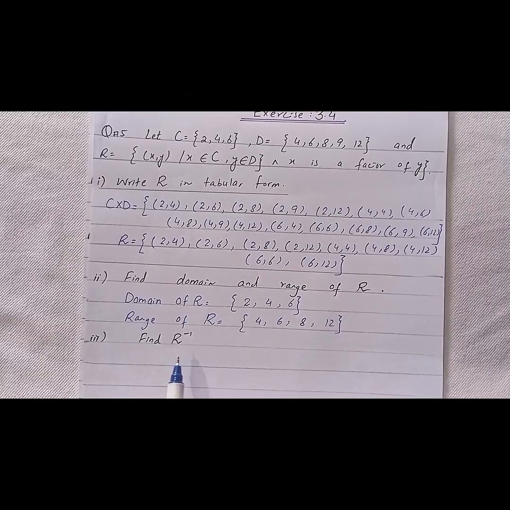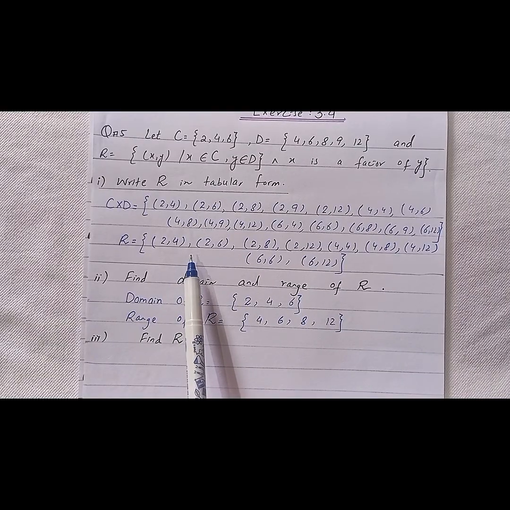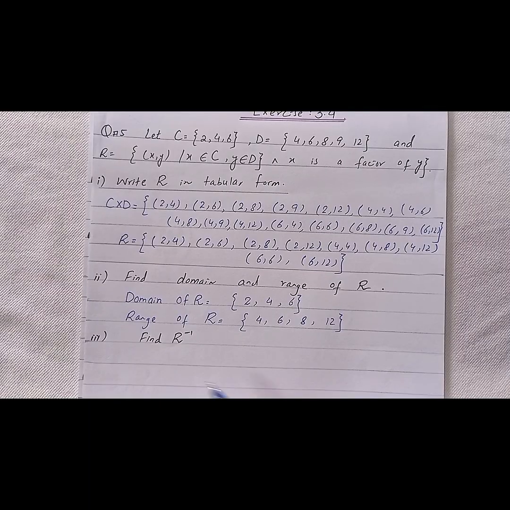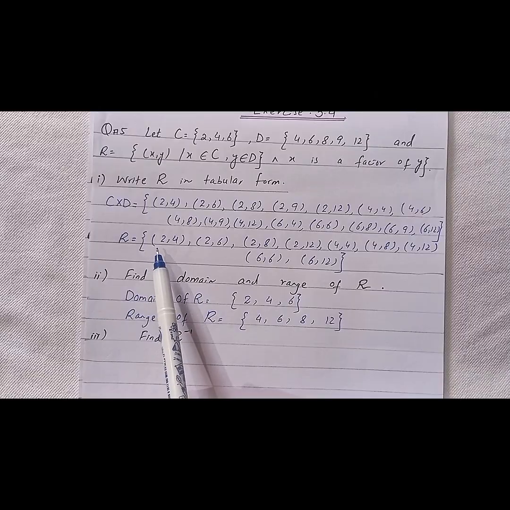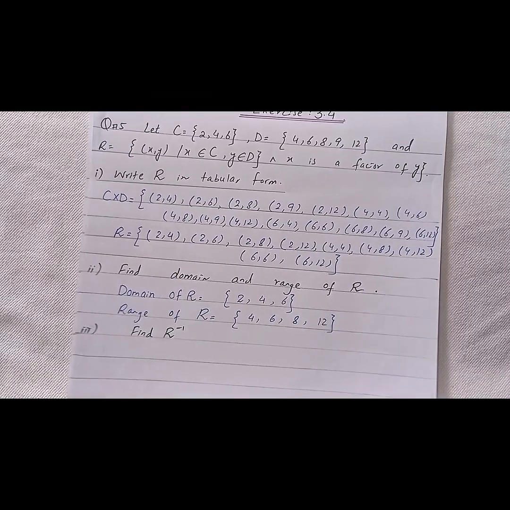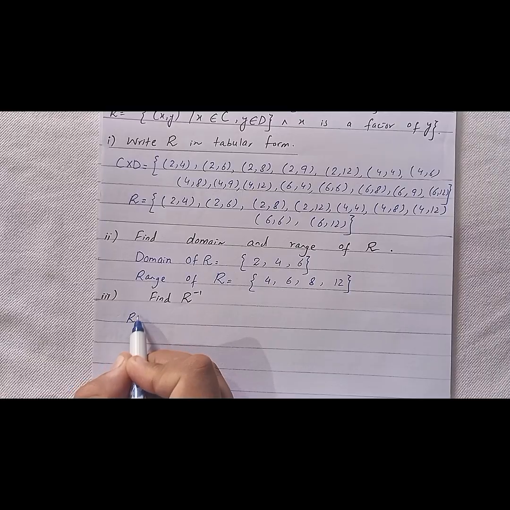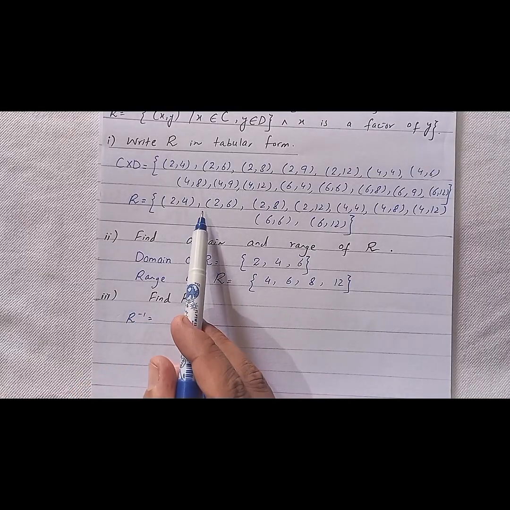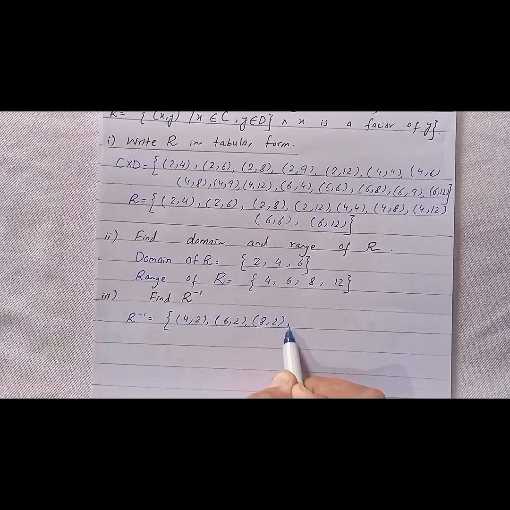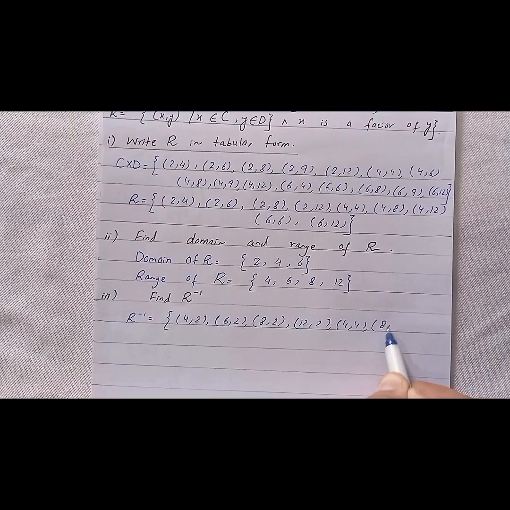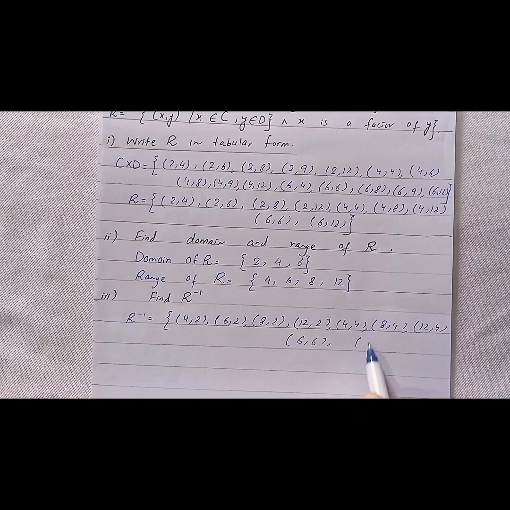Find R inverse. Since R in tabular form is these 9 ordered pairs, for R inverse we have to change the domain and range of each ordered pair. Here range becomes domain and domain becomes range of each ordered pair, which is the R inverse. So R inverse equals, just change the order of each ordered pair: (4, 2), (6, 2), (8, 2), (12, 2), (4, 4), (8, 4), (12, 4), (6, 6) and (12, 6).